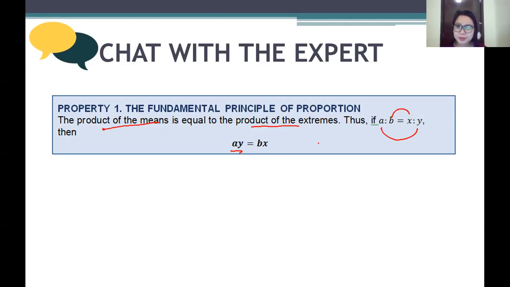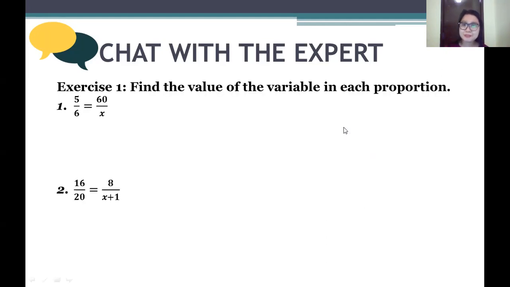Or here's another way. A over B equals X over Y. We do cross multiplication. So this one, A times Y is equal to B times X. Let's have an example. I will solve the first one and you will help me in doing the next ones. Okay? Ready? Let us cross multiply.